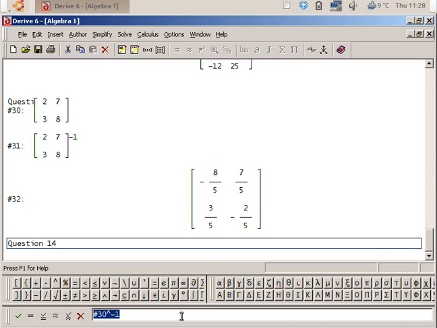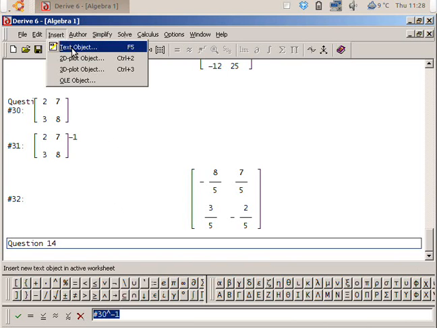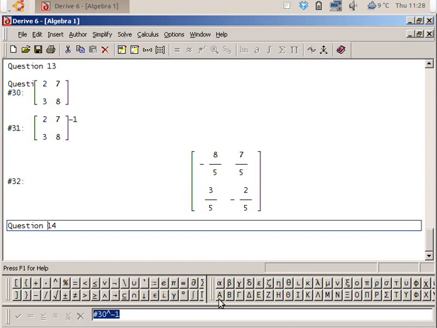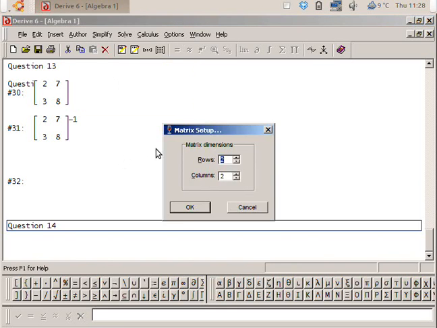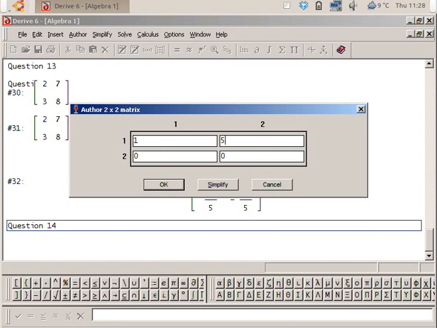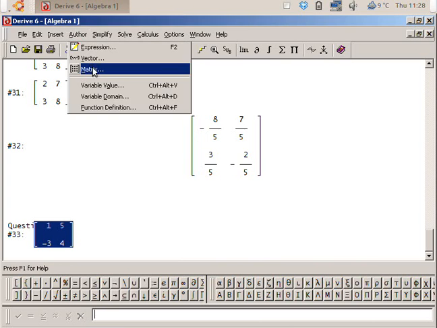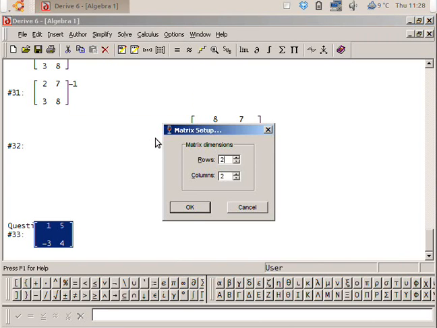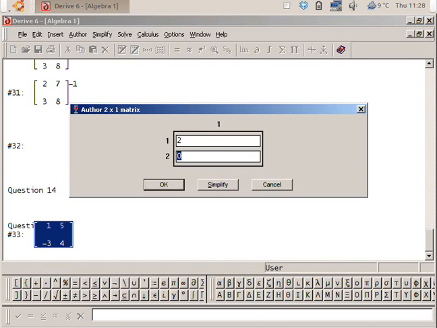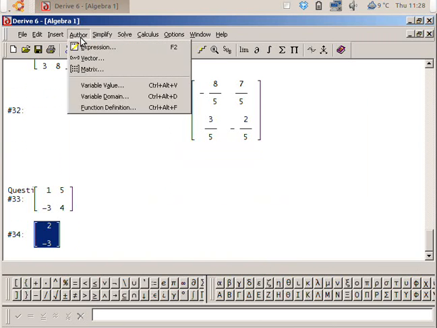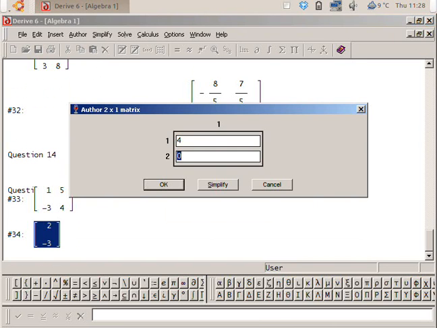I have 3 matrices to type in. So the first one, insert text object. Sorry, that's not what I'm doing. Author matrix 2 by 2. First one is 1, 5, minus 3, and 4. Okay. And then author again, matrix, 2 rows, and 1 column, 2 and minus 3. And then finally another one of the same type, 4 and 7.